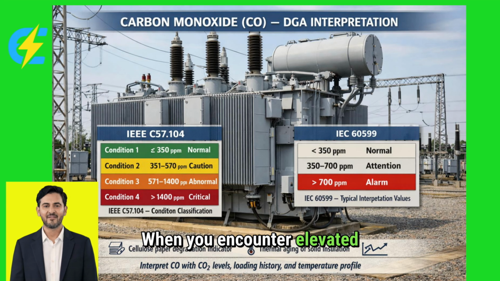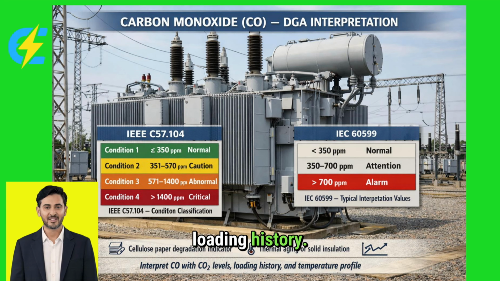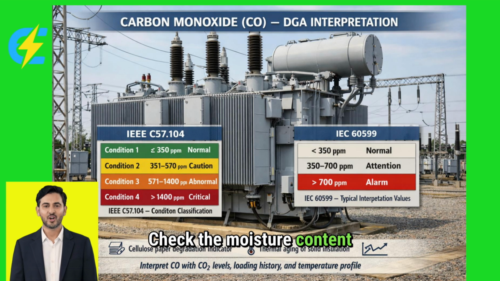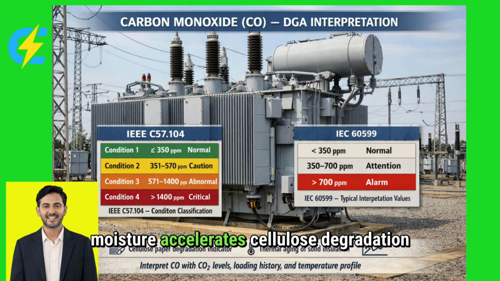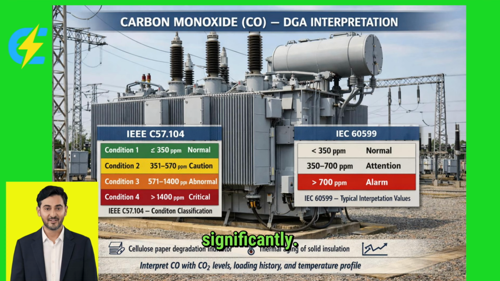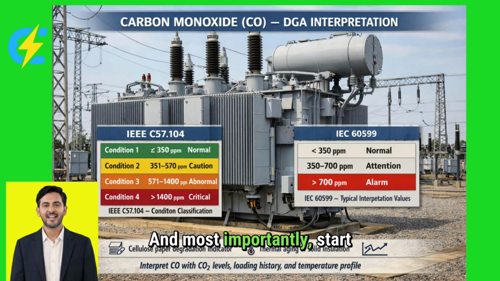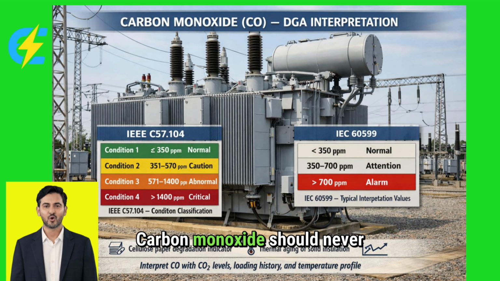When you encounter elevated carbon monoxide levels, your engineering response should be systematic. First, review the transformer's loading history. Has it been operating at higher than normal loads? Check the moisture content in the oil, because moisture accelerates cellulose degradation significantly. Increase your DGA monitoring frequency to track the rate of change more closely. And most importantly, start planning for insulation life assessment studies. Carbon monoxide should never be analyzed in isolation.